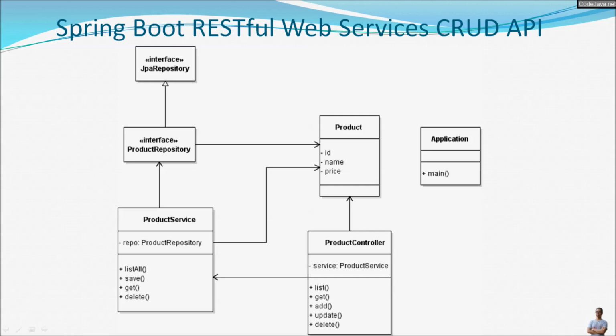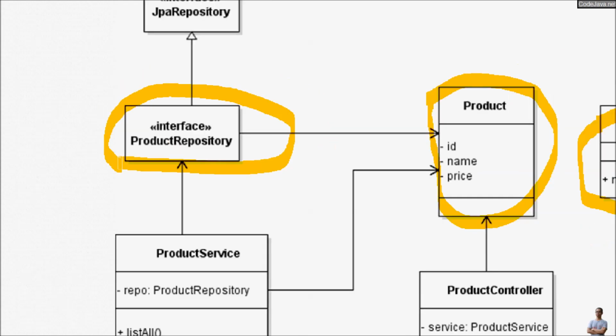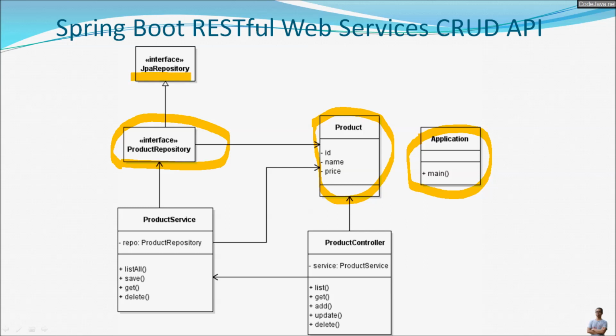So far we have got the application class and the product domain model class, and next we need to code the product repository interface that extends JpaRepository. Spring Data JPA will generate implementation code for the most common CRUD operations: create, retrieve, update, and delete. So we don't have to write a single SQL query.